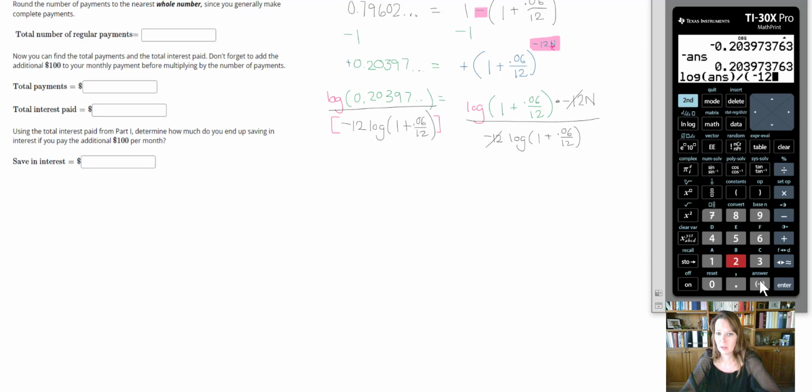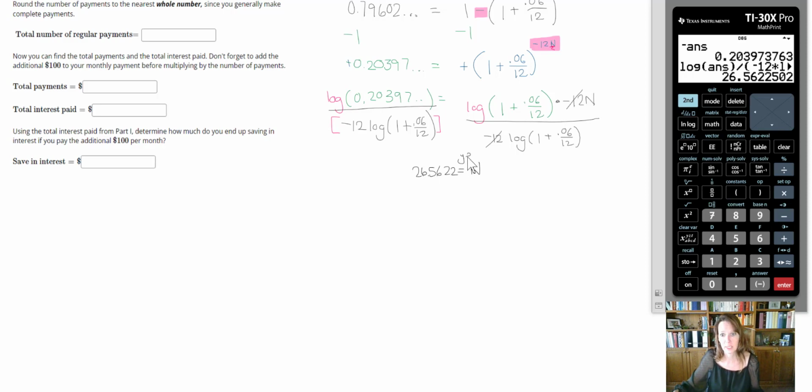So I have negative 12 multiplied by the log of 1 plus 0.06 divided by 12. Close my parenthesis for the quantity that the log is associated with, and then close the parenthesis again for closing off the denominator. Hit enter. And now I have the value of n. So n is going to take 26.5622 years. That's how many years it will take.